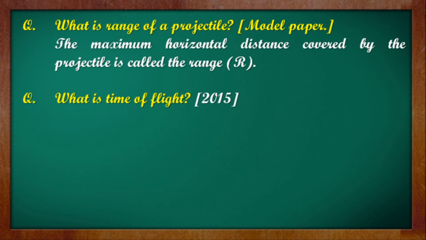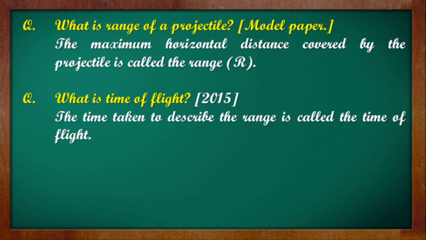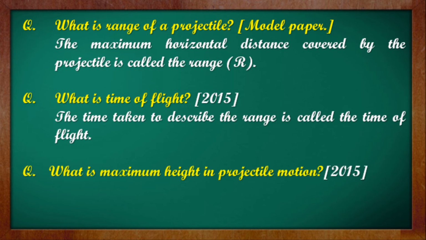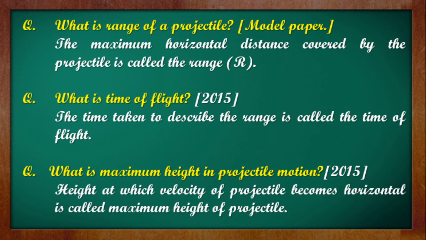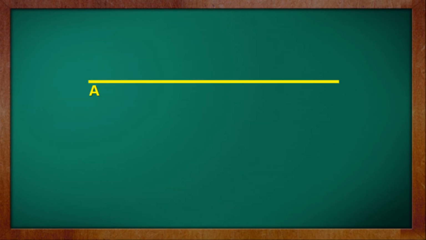What is time of flight? Question from the previous exam. The time taken to describe the range is called the time of flight. What is maximum height in projectile motion? Again a question from the exam. The height at which the velocity of projectile becomes horizontal is called the maximum height of the projectile.